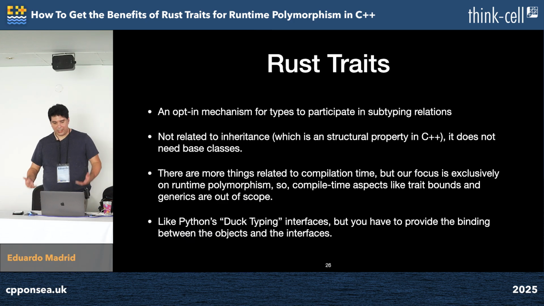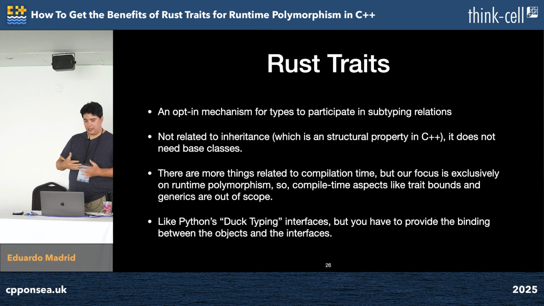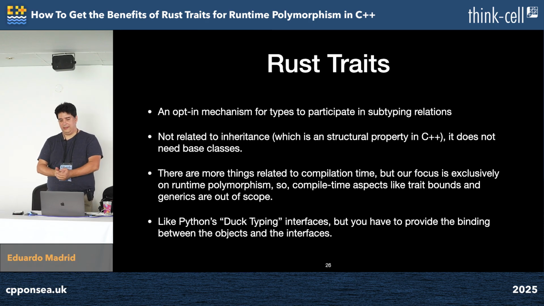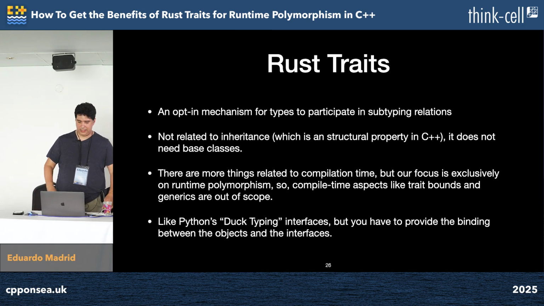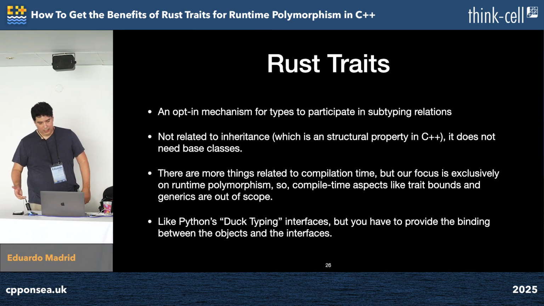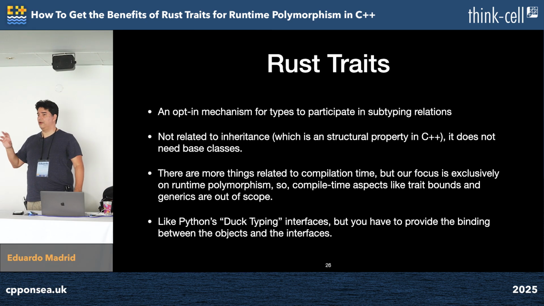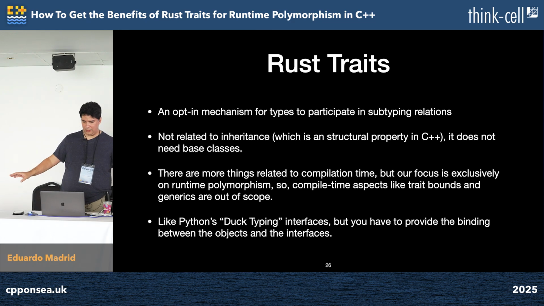So what are Rust traits in the end? They are an opt-in mechanism for types to participate in subtyping relations. They are not related to inheritance. I know that I am being redundant, but that's a truly important attribute, so I'm going to be redundant. And inheritance, again, is a structural property in C++, an architectural decision. And it does not need base classes, so that's not a concern. There are more things related to Rust traits in compilation time, but of course, we're focusing on the part of runtime polymorphism so that they are out of scope, aspects like trait bounds and generics, of course.